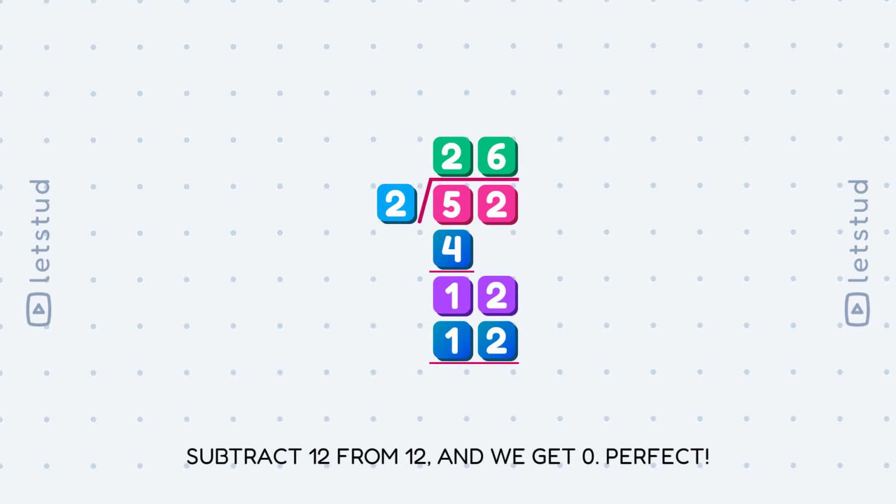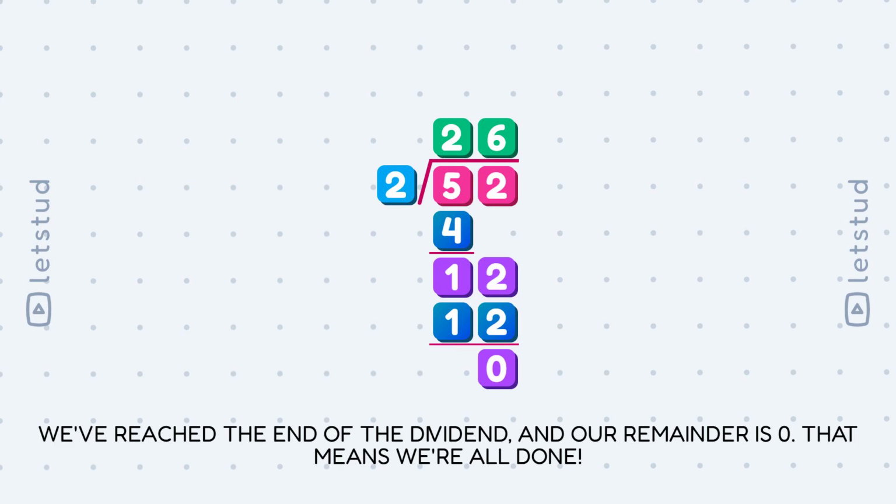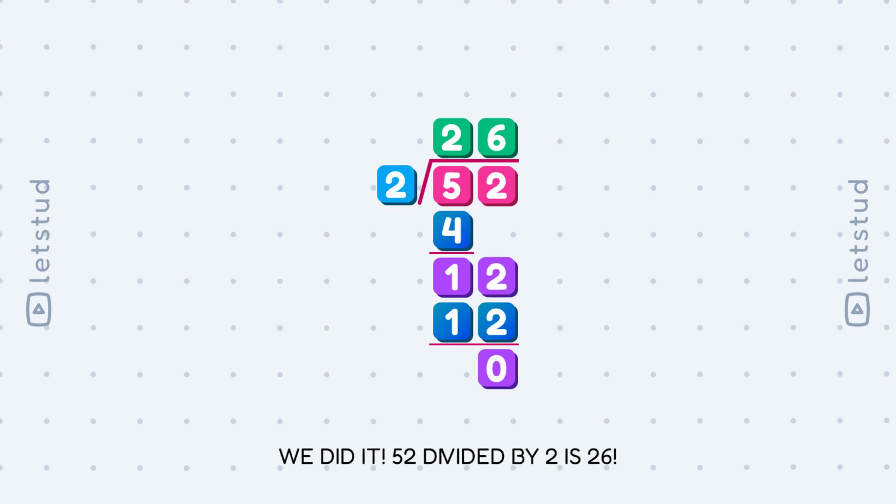Perfect. You're crushing it, so close to the end. We've reached the end of the dividend and our remainder is 0. That means we're all done. We did it. 52 divided by 2 is 26.